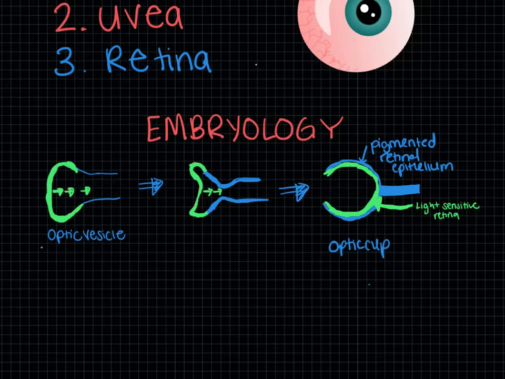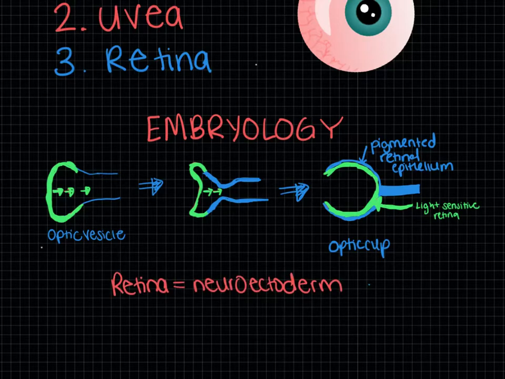The inner layer, the green layer shown here, is going to be the light-sensitive part of the retina. So that's going to be the layer that has the photoreceptors, the rods and cones that are going to sense the light hitting the back of the retina. This blue part, the outer layer of the retina, is the pigmented retinal epithelium, which does not have any of those photoreceptor elements. So the retina is all coming off of this diencephalon. So the embryonic connective tissue that we talked about here is the neuroectoderm.